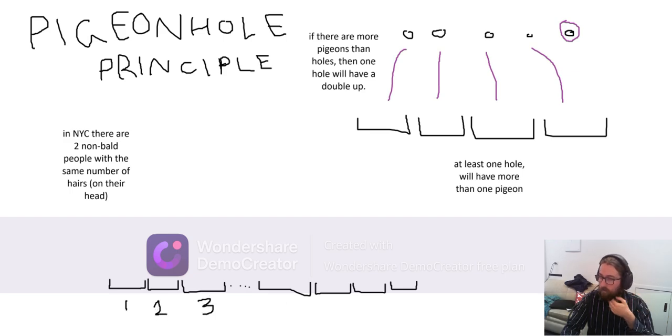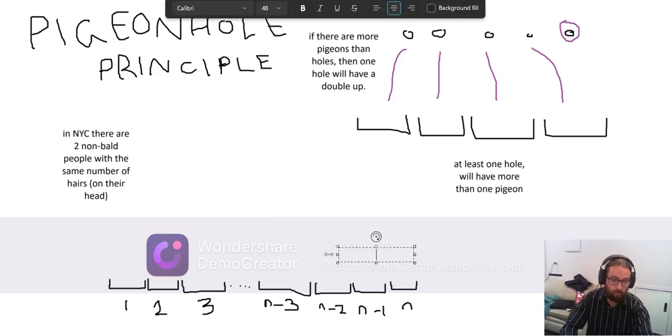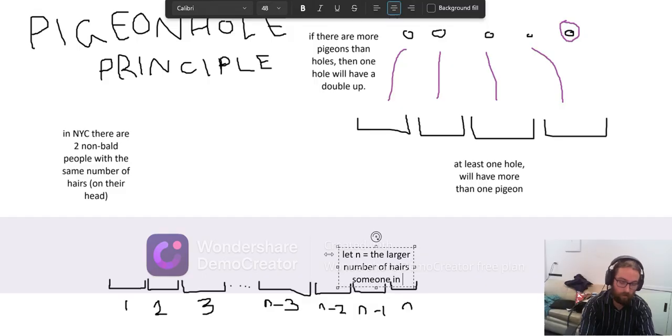And then at the very end, well, what's the maximum amount of hair someone can have on their head? We'll call that N. So N is going to be the most hairs that anyone in New York City has on their head. And then N minus 1, N minus 2, N minus 3. N is going to be a big number, so let's just say here, let N equal the largest number of hairs someone in New York City has on their head.